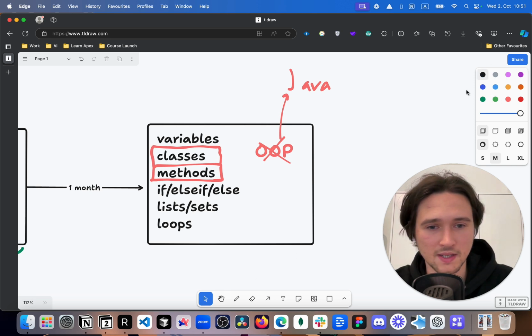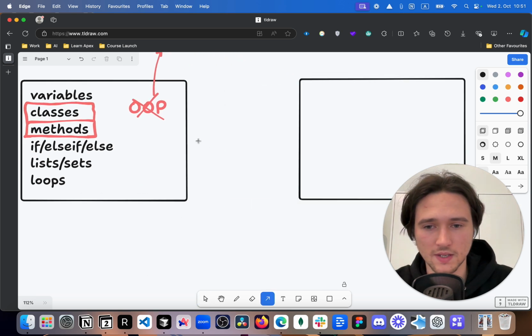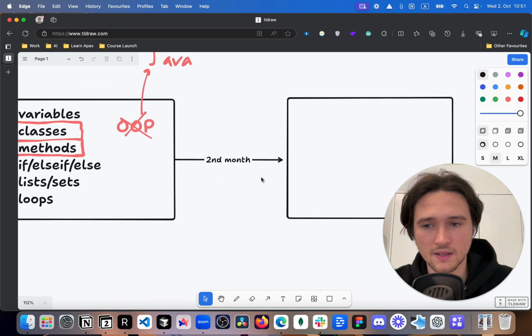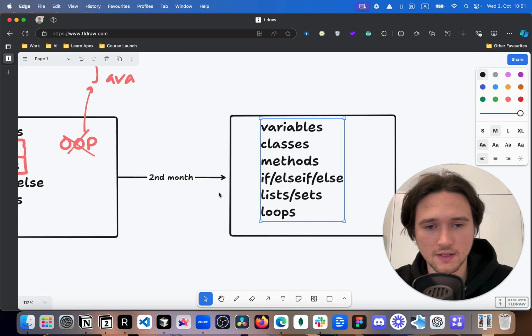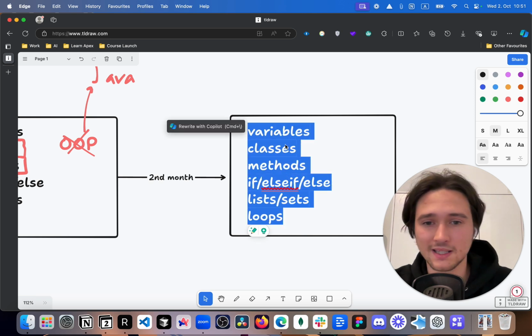Okay, so what do we do next? Now, this is the second month. Here I'm going to copy this one. You see that here some topics are also missing that are kind of important.